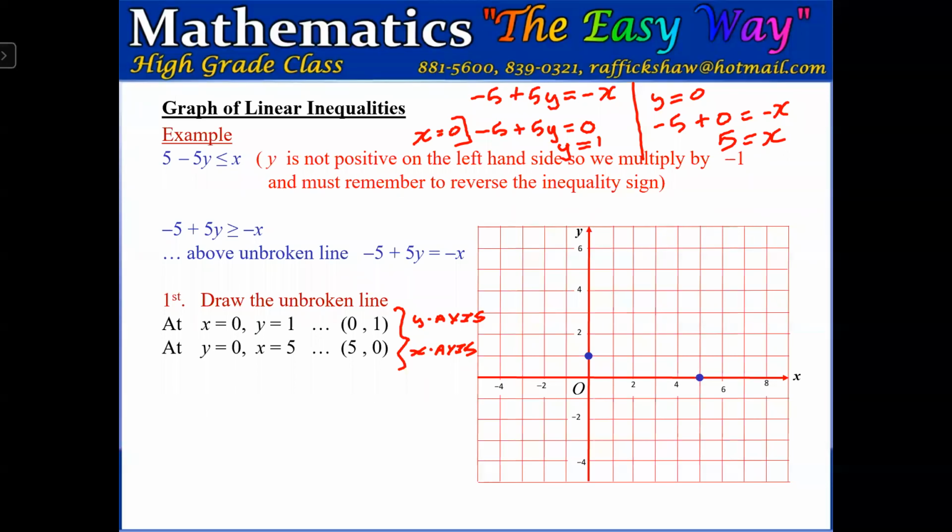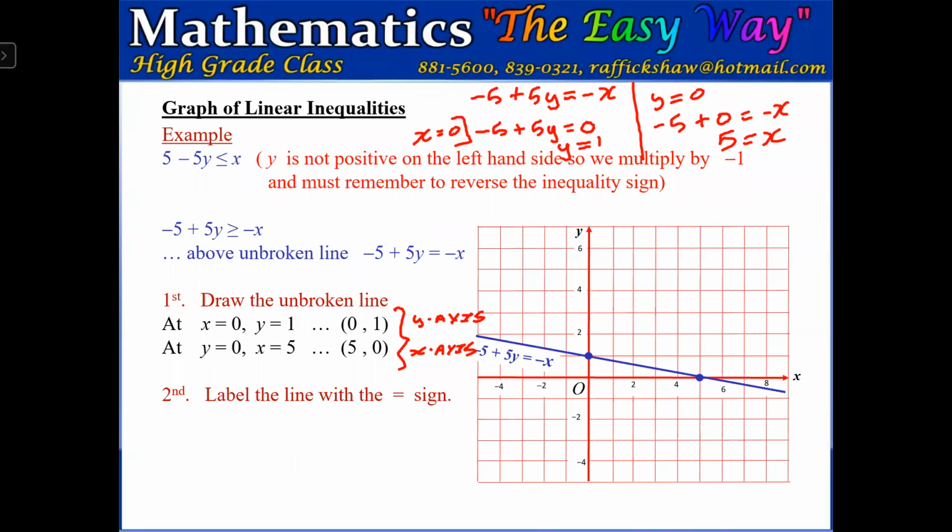I'm going to draw the line. I'm going to draw it solid. Draw the line. That's it. I remember, I want to shade above that line, so I'm going to label the line now. I label the line with the equal sign. See there? The line is minus 5 plus 5y equals minus x.